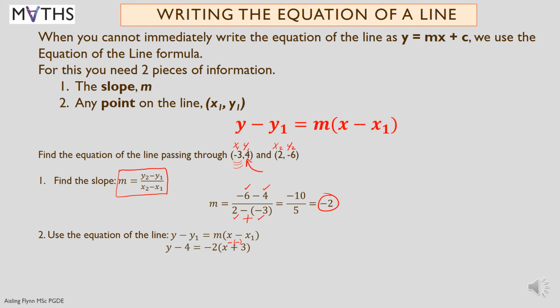Okay, skip that line there because I think we're short on space. So minus minus, take care when you have negatives, becomes a plus. Now what remains is for us to multiply out that bracket. So we get y minus 4 equals -2x minus 6.